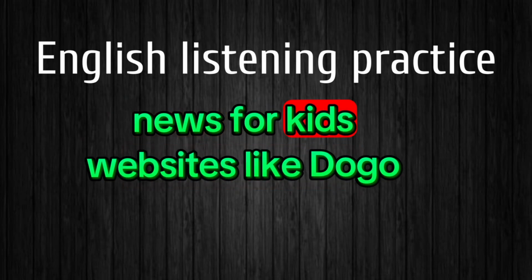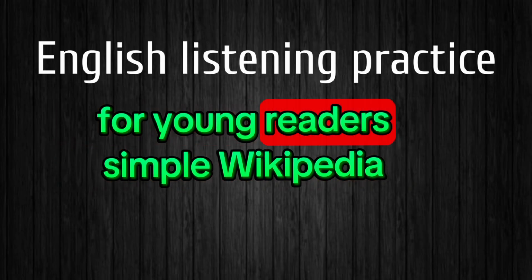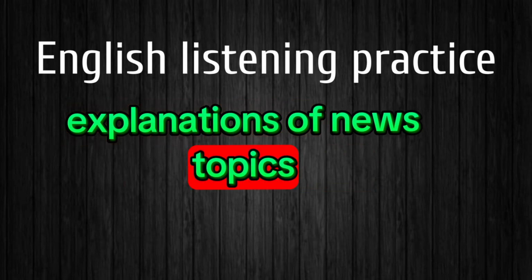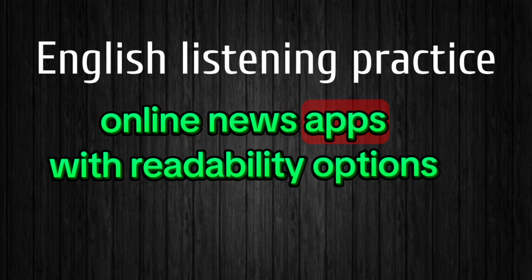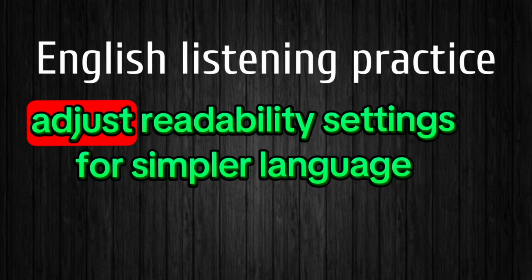News for Kids. Websites like Dogo News and Newzilla simplify current events for young readers. Simple Wikipedia, a great source for finding easy explanations of news topics. Online news apps with readability options. Many news apps allow users to adjust readability settings for simpler language.